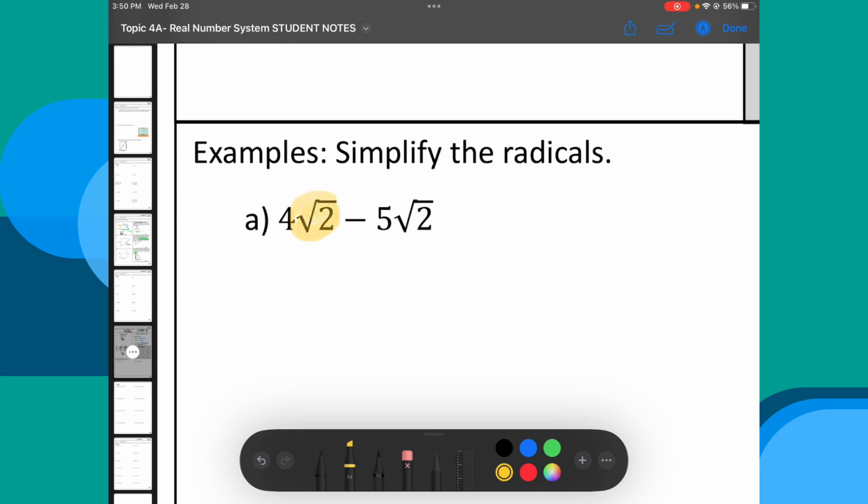So you have matching radicands, square root of 2, square root of 2. So we're going to take our front numbers. They're called coefficients. We will subtract them, and we get negative 1 square root of 2. The square root of 2 stays the same.